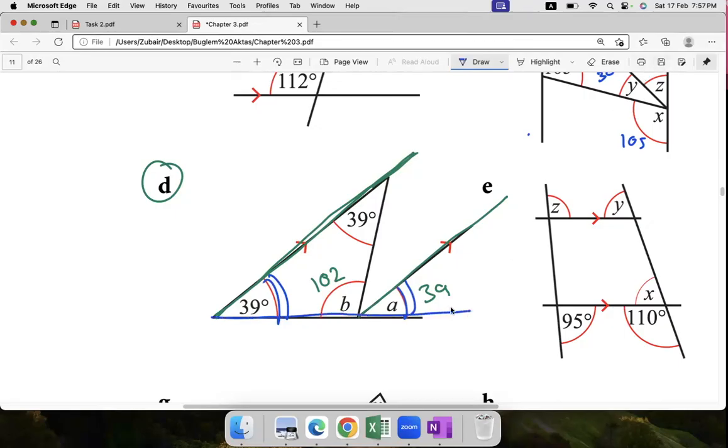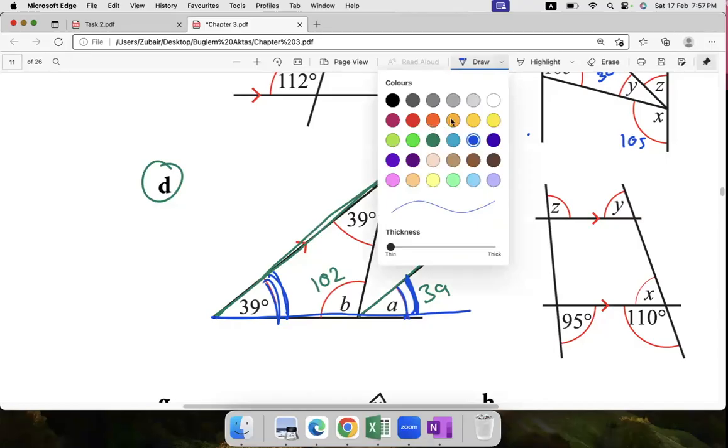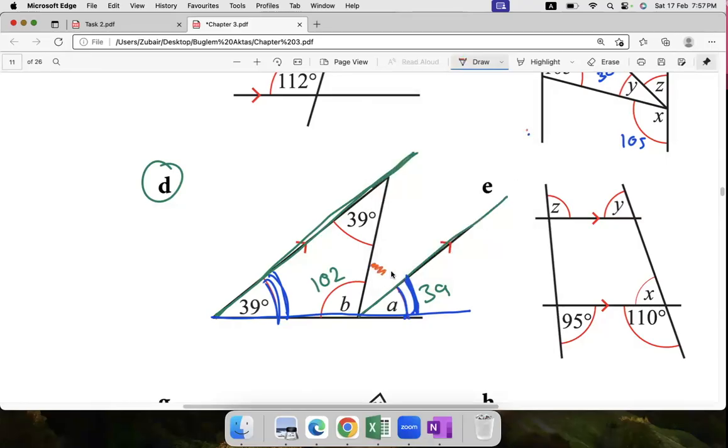You see these two interior corresponding. If we talk about alternate, this would be the one which is alternate to this 39. This is making a Z. So either we would have done 102 plus 39 plus A or directly corresponding. In exam, all are correct.